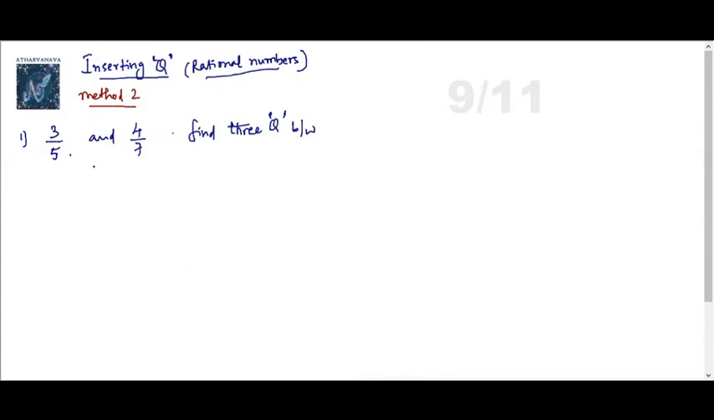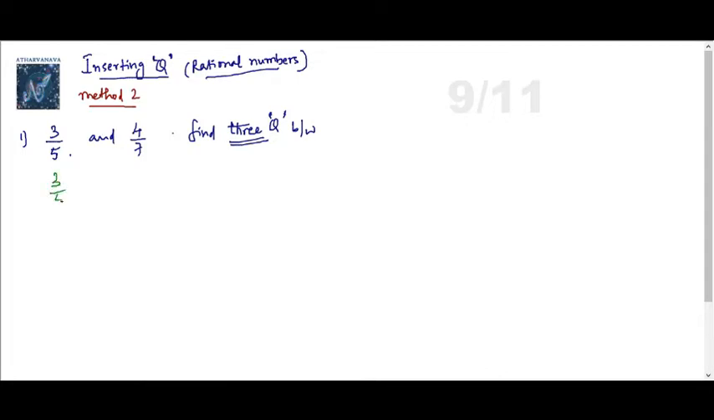Thank you. Let us start with another method, method 2, for inserting rational numbers between two given rational numbers. So today I have taken the example of 3 by 5 and 4 by 7, and we need to insert 3 rational numbers between them. Let us see how we will solve this.